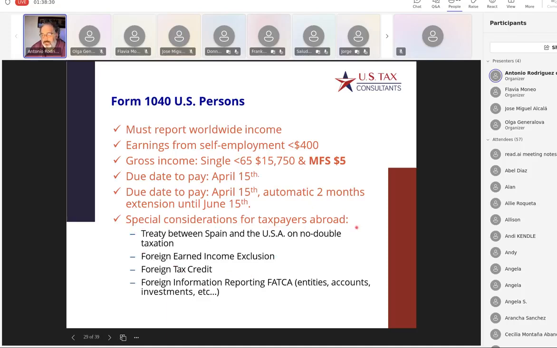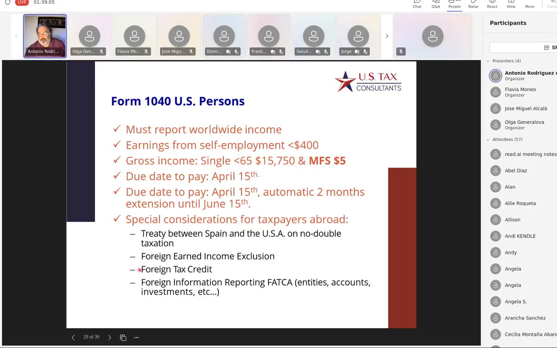A special consideration for taxpayers abroad, things that you need to know, is the treaty between Spain and the USA on non-double taxation. The idea of the treaty is that if you pay taxes on a specific income in Spain, then you don't have to pay taxes on that income in the US. But it is important that you do the tax return correctly, so you declare everything in Spain, all your income, and then you will have covered all those taxes in the US.